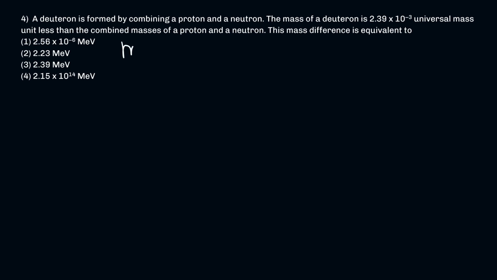So I'm going to write this out. The mass is 2.39 times 10 to the negative third universal mass unit. So I can do this conversion straight from a universal mass unit into energy because again on the reference table it tells me what one universal mass unit is in mega electron volts. So this is a conversion here. So I'm going to write out my mass again. So 2.39 times 10 to the negative third.